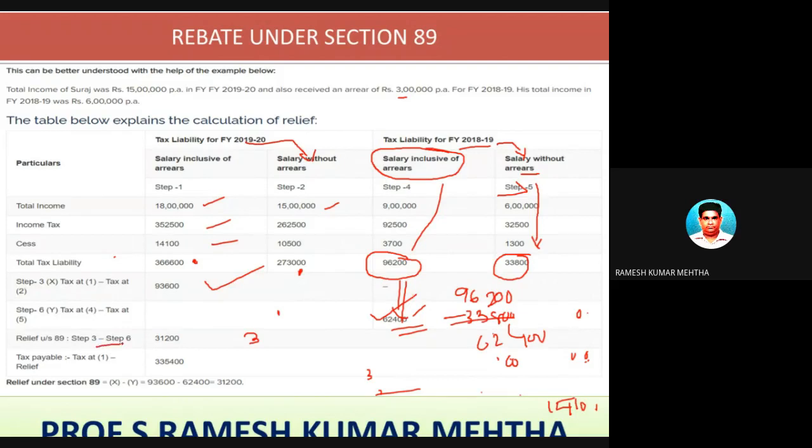Now relief. Now we are going to talk about the amount of tax relief you can claim under section 89 of the Income Tax Act, which is this amount. Now how did you get it?